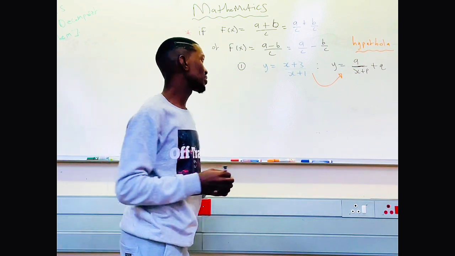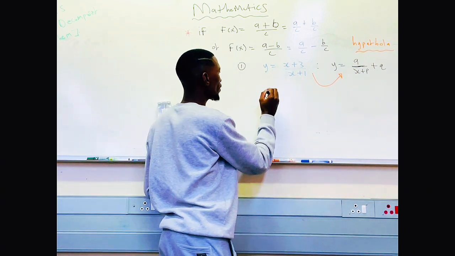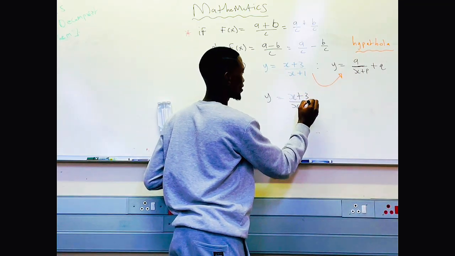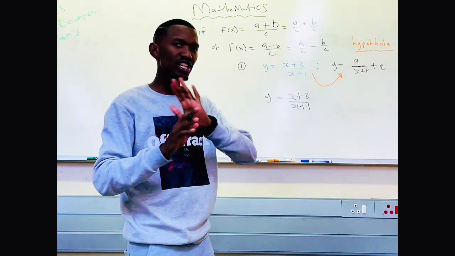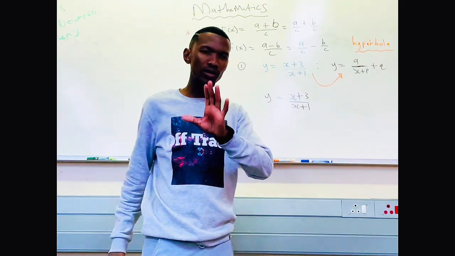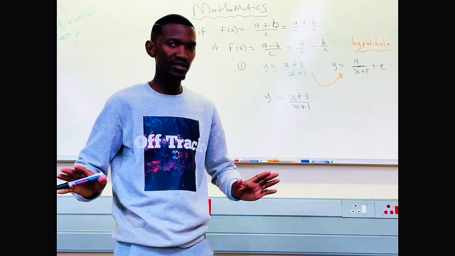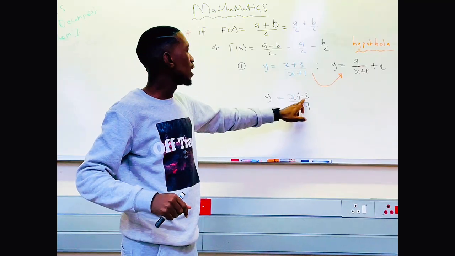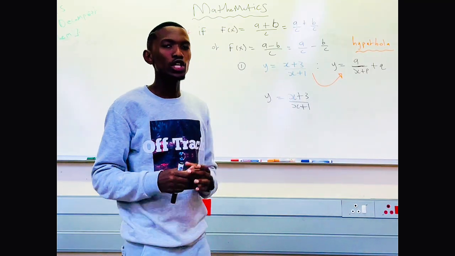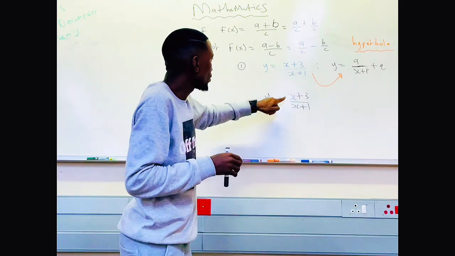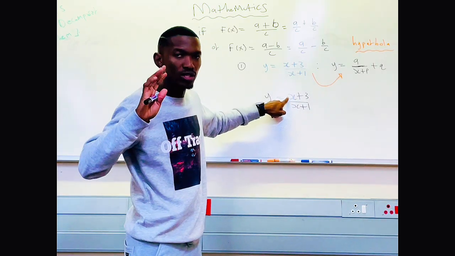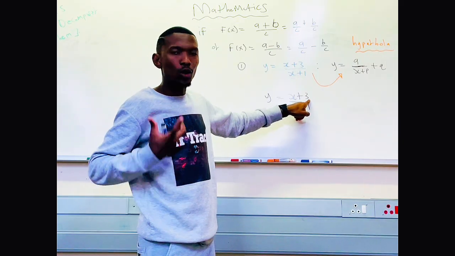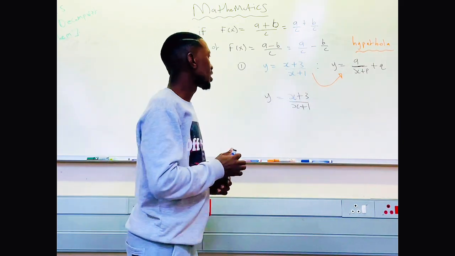So what you're going to do is say y equals x plus 3 over x plus 1. You're not going to change your denominator. Remember, the denominator must always remain the same. What you're going to do is break down your numerator. You don't focus on the variables; the variable is the x. Leave the x alone. The only thing you're going to work on is your constant, which is a number.